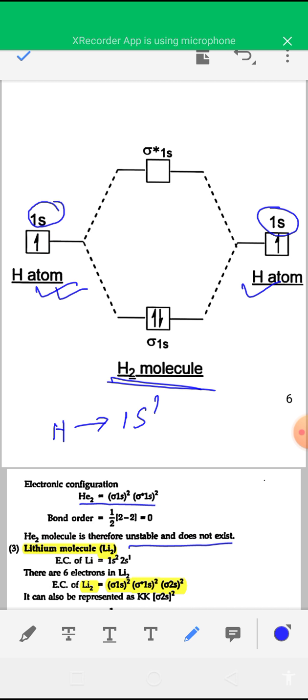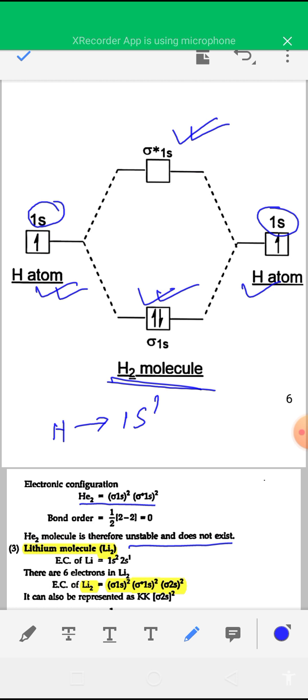Two hydrogen atoms combine, so the 1s orbital of each hydrogen atom overlaps to give two molecular orbitals: one is the sigma bonding molecular orbital, the other is sigma star, the antibonding molecular orbital. Sigma 1s means sigma bonding and sigma star 1s means sigma antibonding. The sigma star antibonding orbital has much higher energy than the bonding molecular orbital.